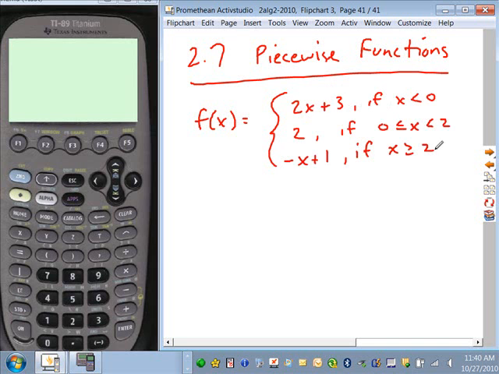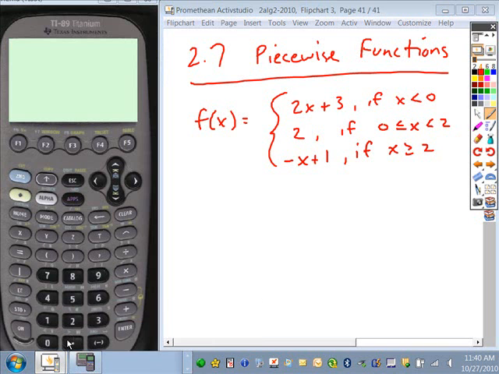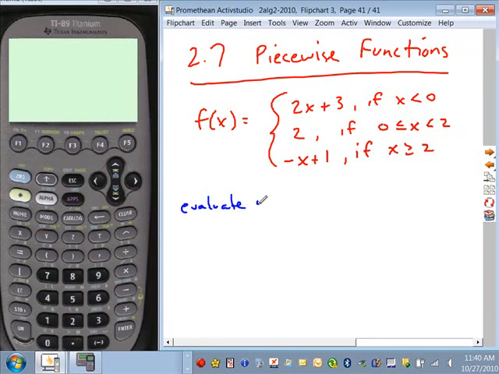It's going to cover any number, generally. The difference is, depending on what you're evaluating, that will dictate which of these functions you will test it into. Okay, so if I ask you to evaluate this when x equals -1, 1, and 3.